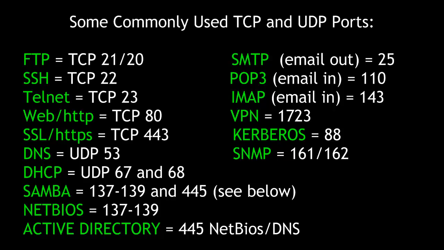Some of these ports and protocols include FTP, which would be 21 and 20, Secure Shell, 22, Telnet, 23, Web 80, and then Secure Web would be 443, SSL, Secure Sockets Layer, DNS 53, DHCP 67 and 68, Samba and NetBIOS 137 to 139, Active Directory 445, SMTP mail out would be 25, POP3 110, IMAP 143, VPN 1723, Kerberos 88 when you deal with Active Directory applications, and Simple Network Management Protocol 161 and 162.